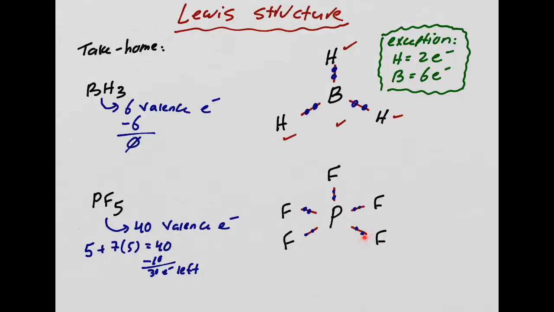How many more does it need? 6. How about this fluorine? It has 2, needs 6 more. This fluorine, it has 2, needs 6 more. This fluorine has 2, needs 6 more to have 8. So each fluorine is going to have 6 more, so they would have 8 because everyone wants to have 8, to have an octet, to look like a noble gas.